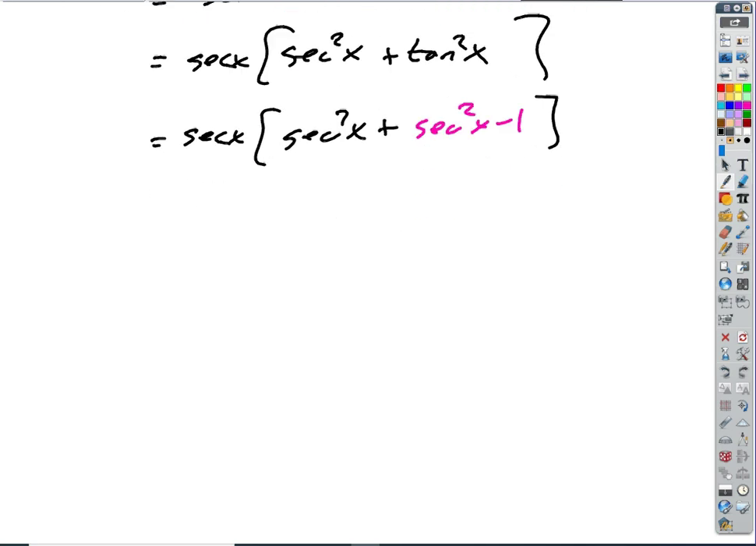And so now if I were to recombine stuff here, I'm just going to get secant squared plus secant squared is 2 secant squared times secant, 2 secant cubed, and then minus secant x. Okay. That's not going to mean a lot to you now, but later in your calc careers, that'll mean a little more to you. That'll be useful when you're solving some later trig equations.